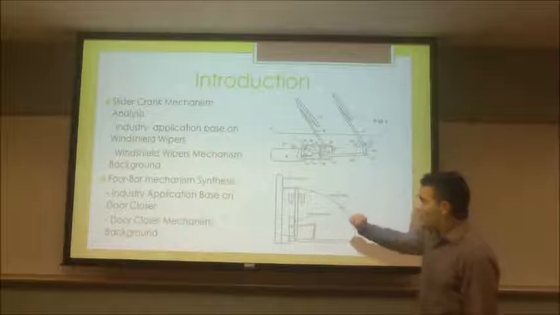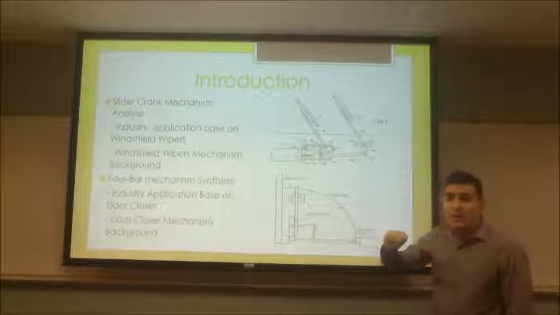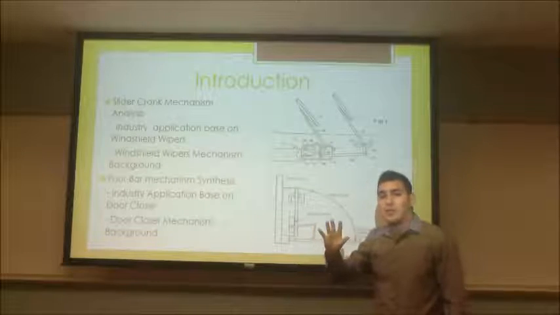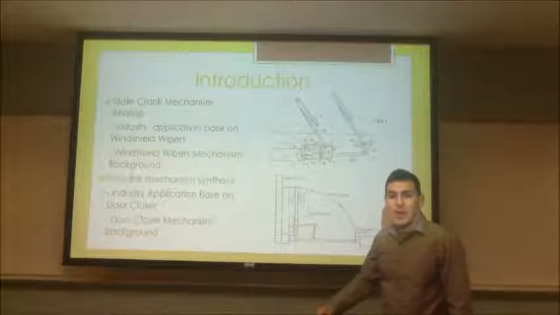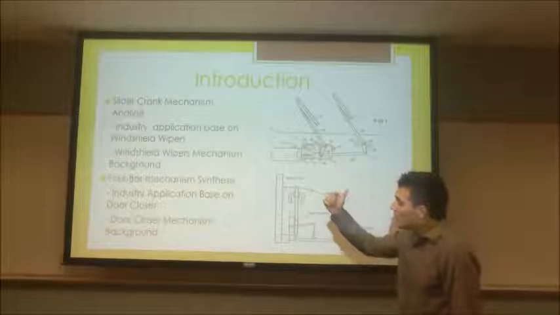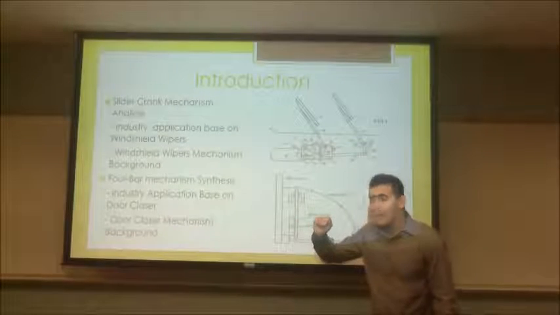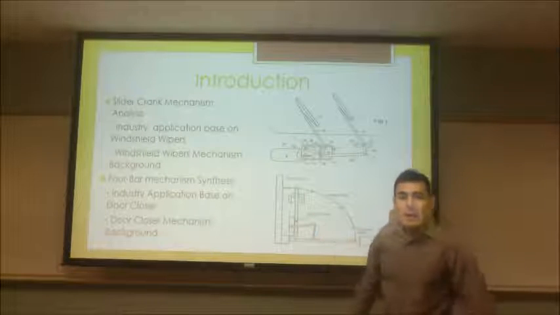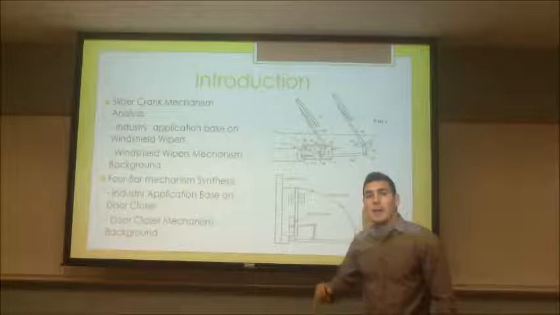For a 4-bar mechanism, it has 4 parts called bars or links. These are connected in a loop by 4 joints. For our industry application, we pick a door closure. This mechanism is mostly used for safety reasons and energy saving.